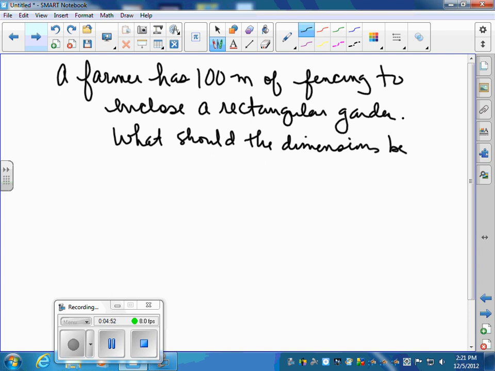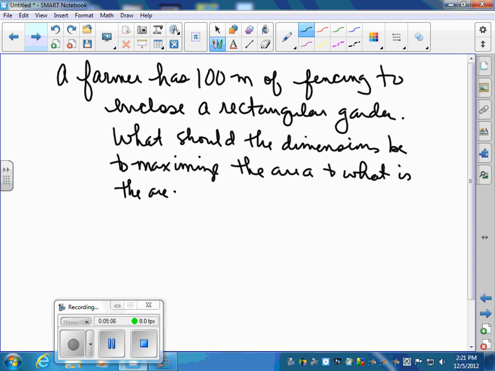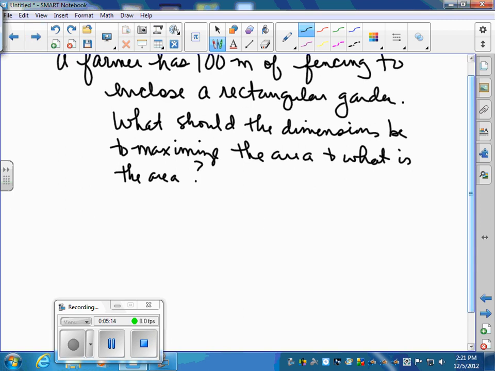To maximize the area. And what is the area? So it's kind of a two-part question. All right, so a farmer's going to have 100 meters of fencing. He's going to enclose a rectangular garden. So let's go ahead and kind of get a picture here.